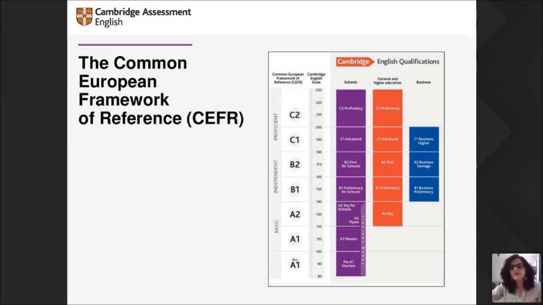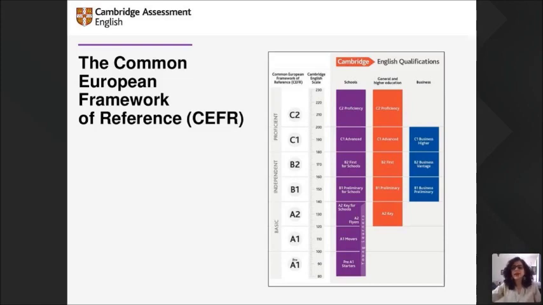And then you have the orange vertical, which is for higher education, where you start at the A2 level and you go to C2 proficiency level. And then you have the business vertical, the Business English Certificate examinations, which are offered at three levels, which start from B1 and go to C1.